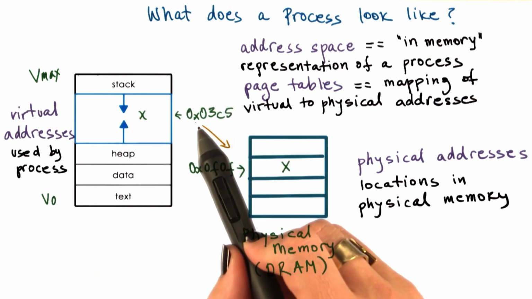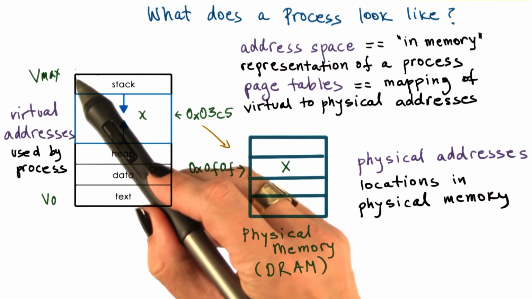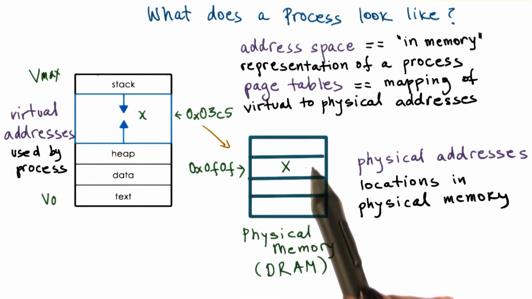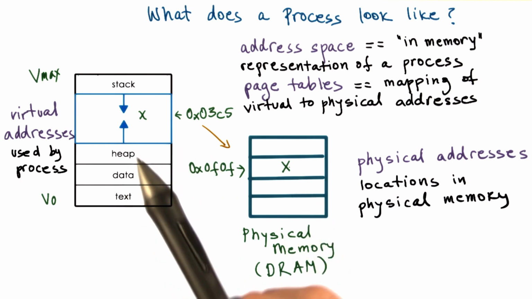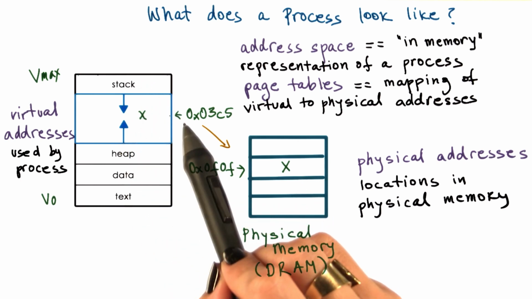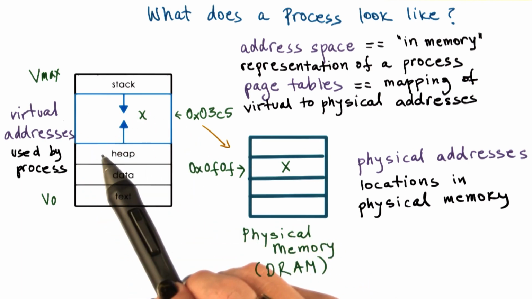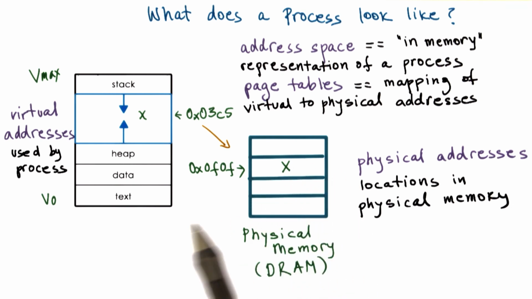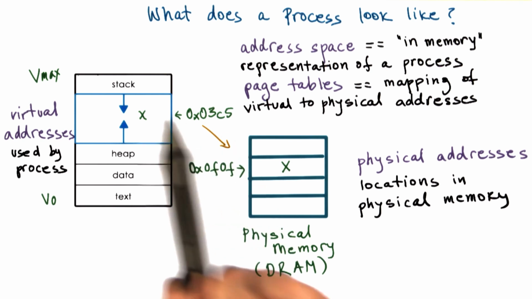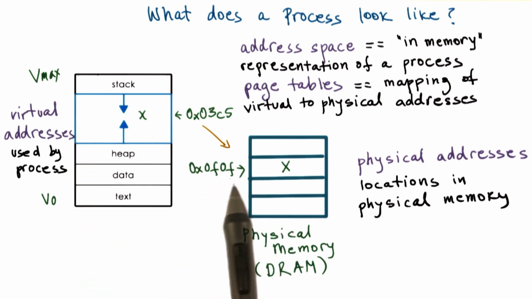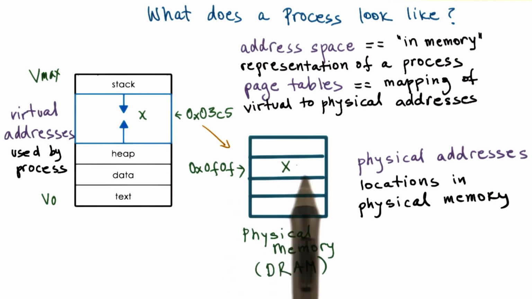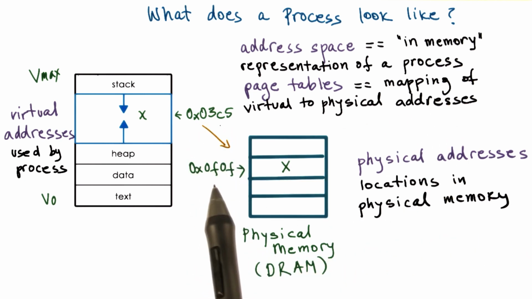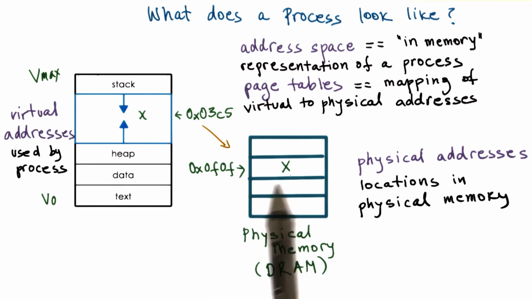For instance, a variable x may be at a location 03C5 in the virtual address space, and this may correspond to a completely different address, 0F0F, in physical memory. The way this happens is when the process requests some memory to be allocated to it at a particular virtual address, the address of the physical memory that the operating system actually allocates may be completely different. And instead of notifying the process about the details of where exactly in memory that variable really is, the operating system will create a mapping between this virtual address, 03C5, and the physical address, 0F0F, where x actually is.